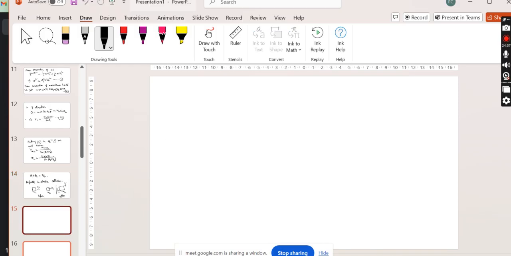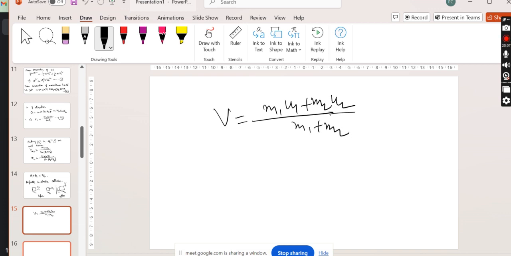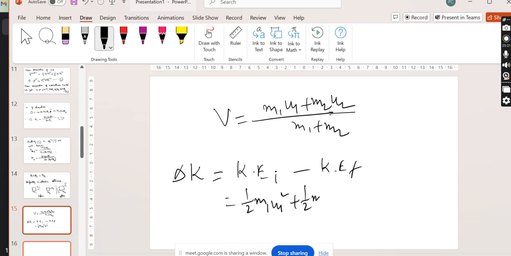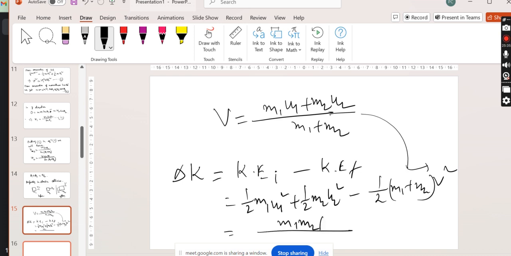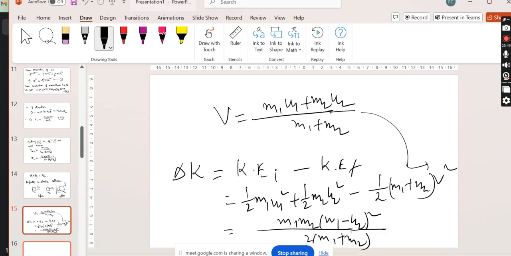So for that, velocity v becomes m1 u1 plus m2 u2 by m1 plus m2, and the difference in kinetic energy, that is kinetic energy initial minus kinetic energy final, becomes half of m1 u1 square plus half of m2 u2 square minus half of m1 plus m2 v square, and putting the value of v here, we get basically m1 m2 (u1 minus u2) whole square by 2(m1 plus m2). Okay.